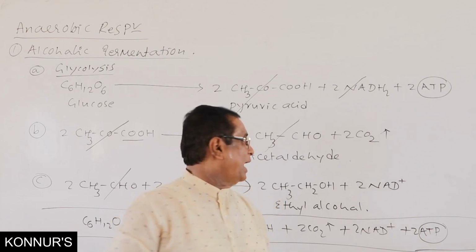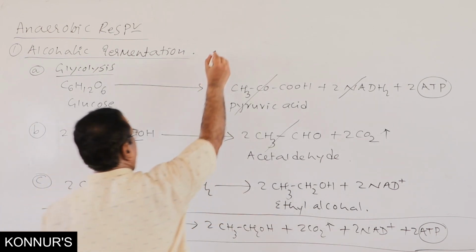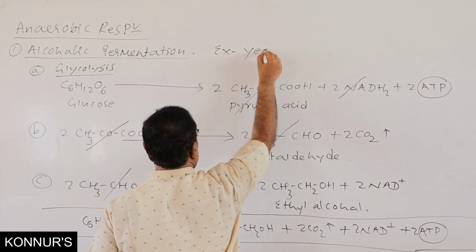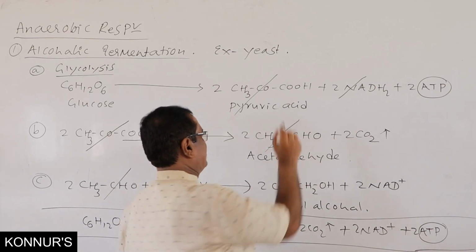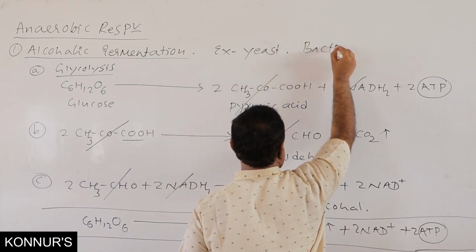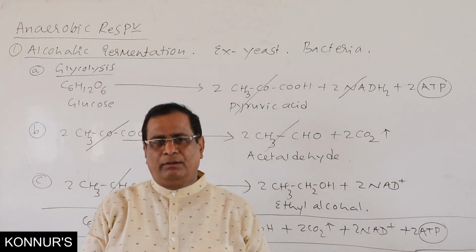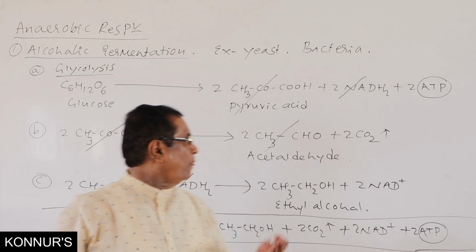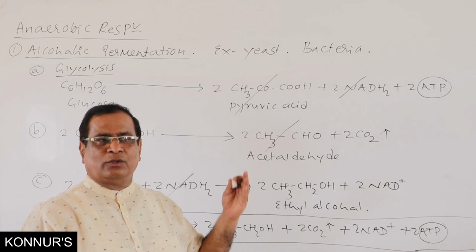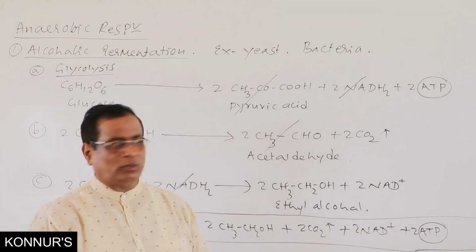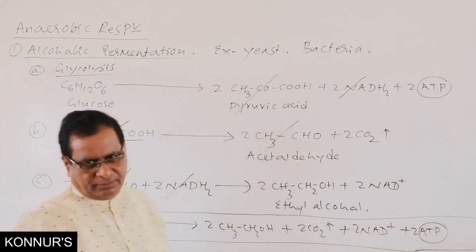And this alcoholic fermentation takes place in yeast and bacteria, even in bacteria. Bacteria are anaerobes. As they are prokaryotes, there are no mitochondria at all. So glycolysis takes place in their cell cytoplasm, and alcoholic fermentation.